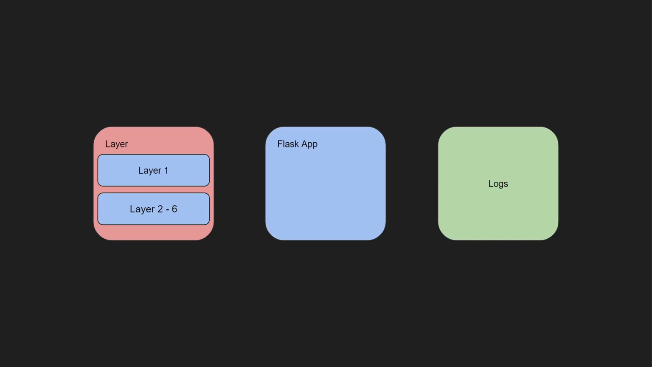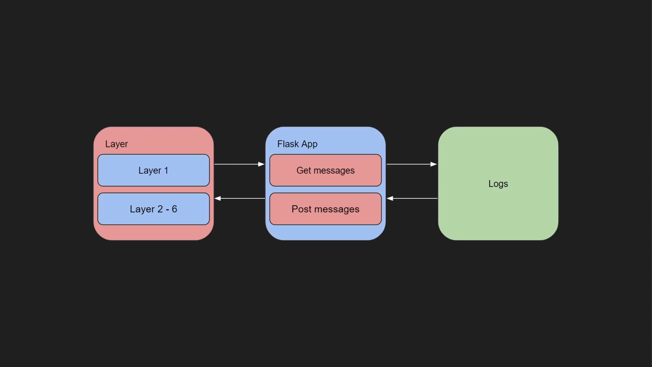Now the Flask app contains 2 endpoints, get messages and post messages. Get messages is responsible for fetching messages from the buses, and post messages is responsible for publishing messages to the buses. Now the logs is the folder that holds all the messages sent to both the north and south buses. To determine which log messages came from which layers, they are denoted in the file name containing the time it was published, which bus it was directed to, and which layer it came from.